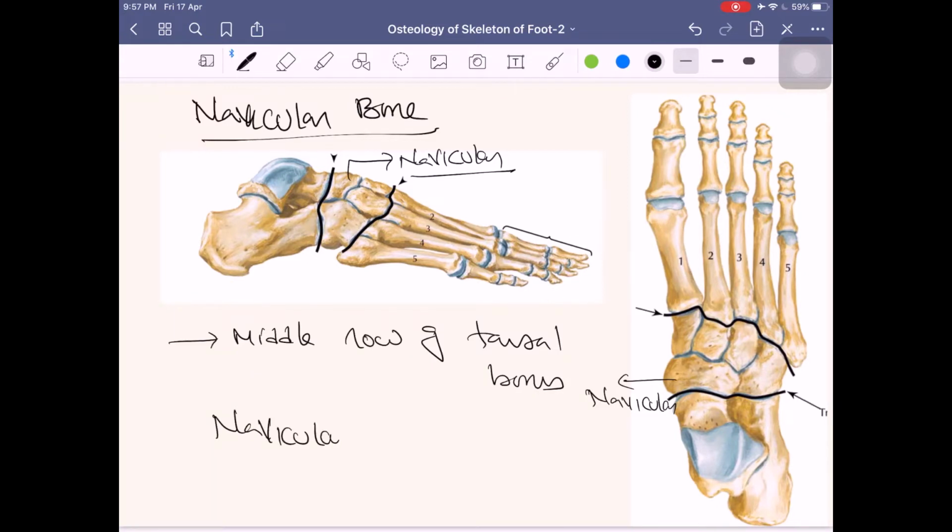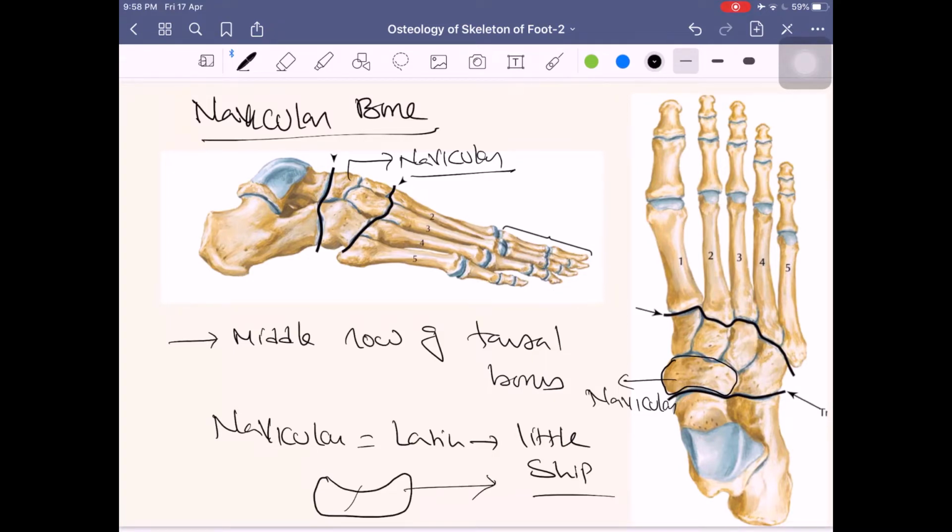Now what is the literal meaning of navicular? In Latin, it means little boat, just like your scaphoid is a little ship or a boat. If you look at this and try to draw a figure out of it, you will make a boat out of it. You can put the rower here and here. So that's like a boat, a little ship.